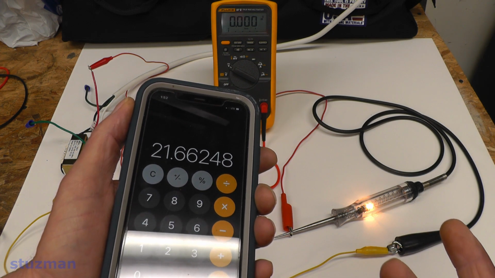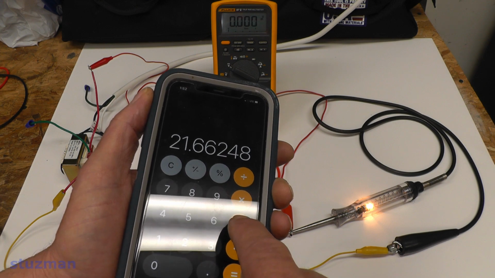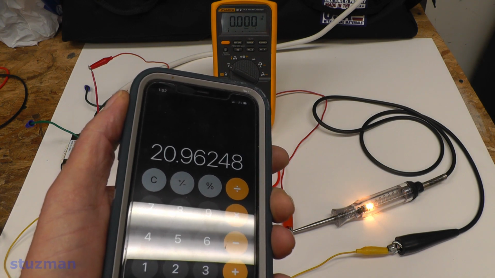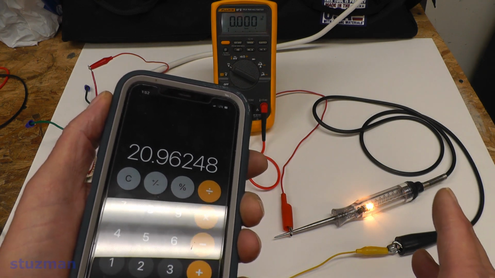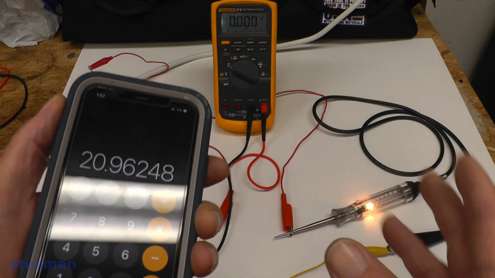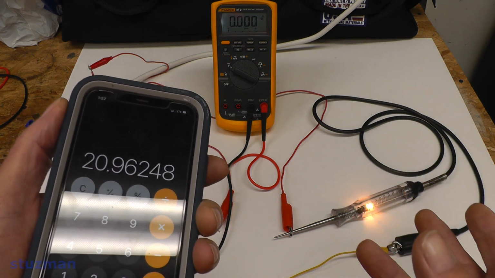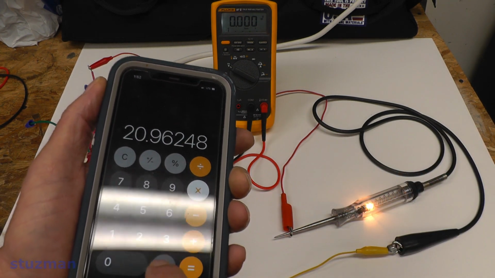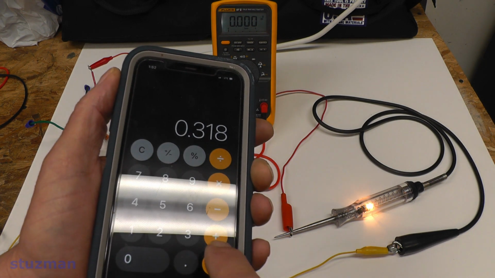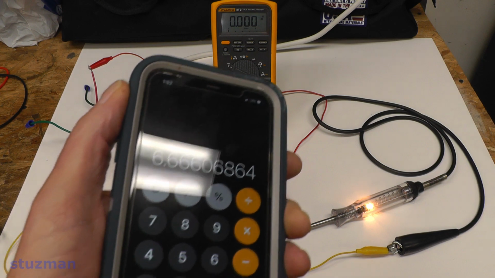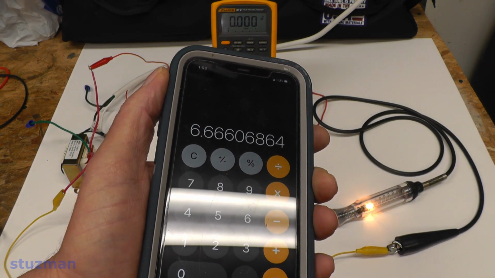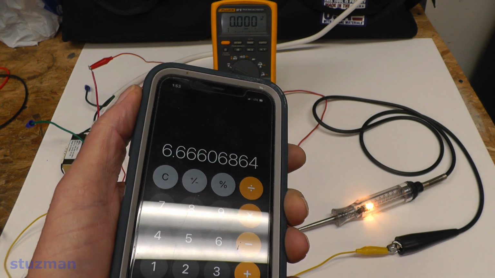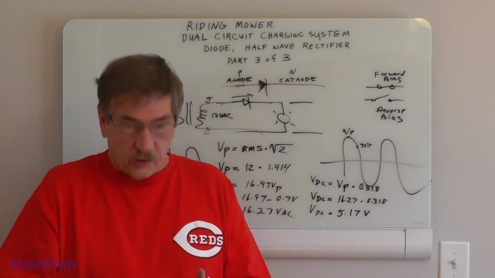Now we have the voltage drop across the diode, so we're going to subtract out, say, 0.7 volts. That gives us 20.96. But when we want to calculate the DC average voltage when we're using a sine wave, then we take 31.8% of our peak. So now we'll say times 0.318, and that's going to be equal to 6.6 volts, which the voltmeter showed 6.5. So we're within 1/10 of a volt. That makes a little sense, I hope.